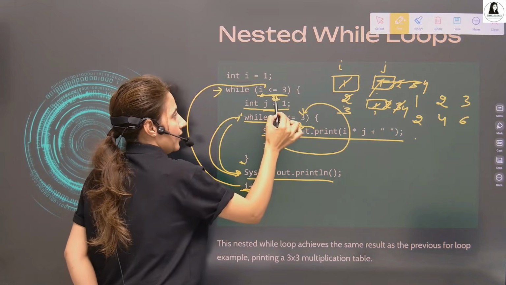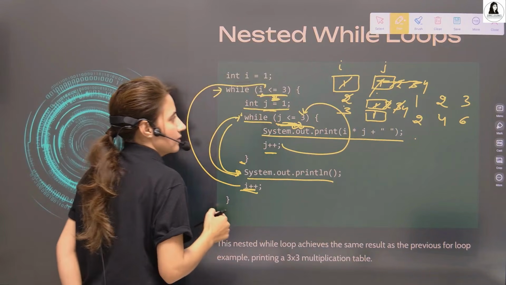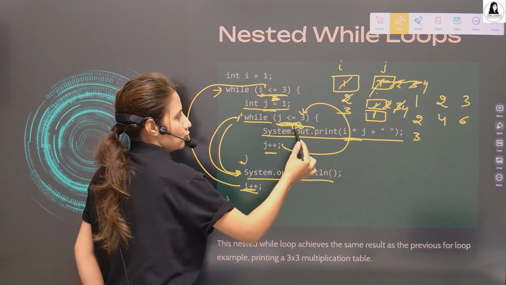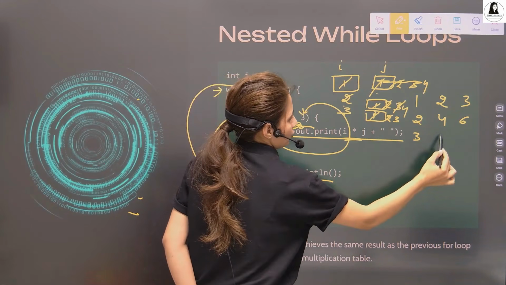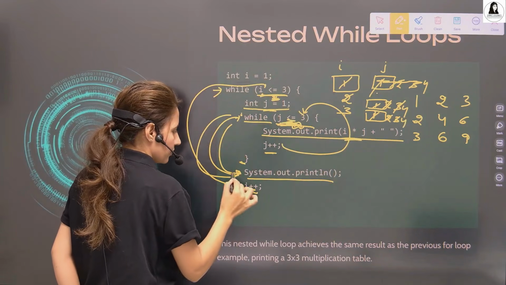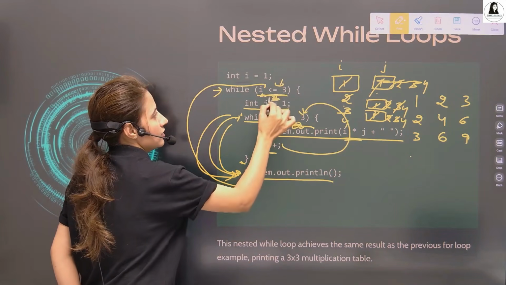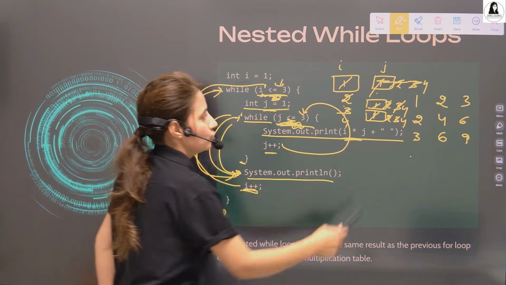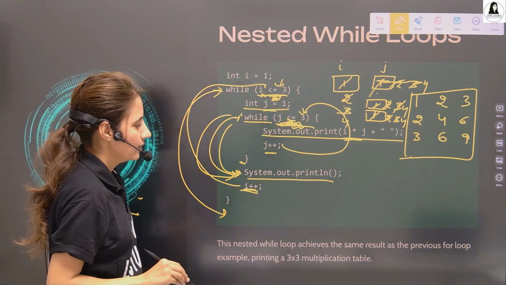Condition true? Yes. Again enter here. Again for 3, j would be 1. Is this condition true? Yes. Again it would print 3. So this inner loop would be repeated again, for j 1, 2, 3. So here it will print 6 and here it will print 9. Once j becomes 4, this condition is not true. Here the cursor is on a new line. i plus plus, i becomes 4. Check the condition of the outer while loop. Is it true? No. So we are exiting from this outer while loop. So this would be the output, right?